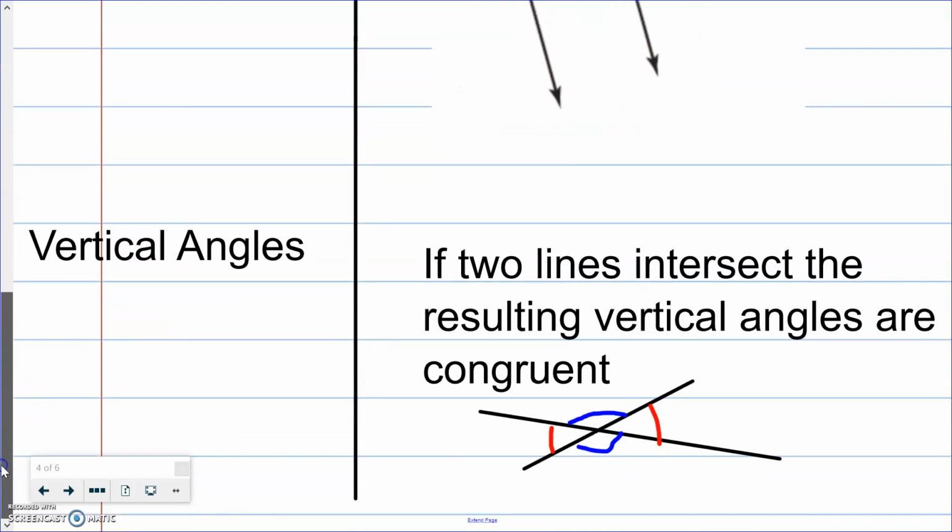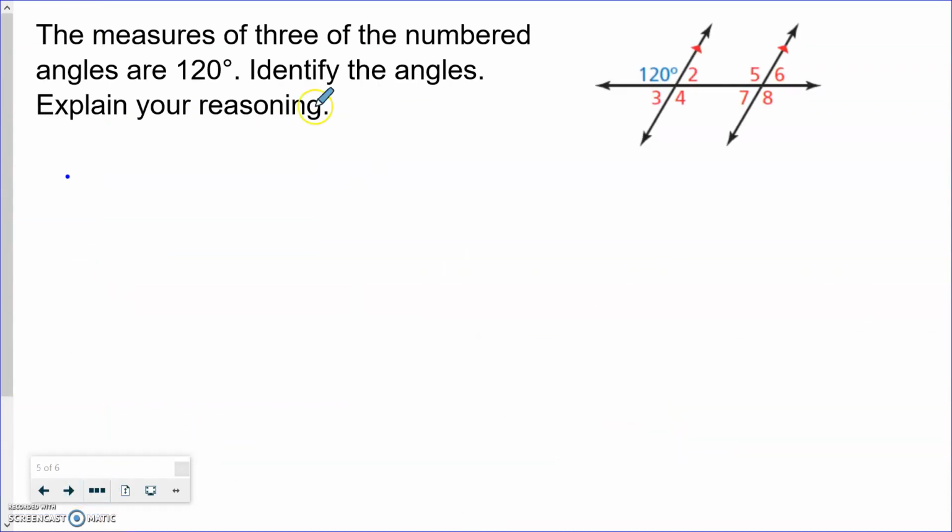And then lastly, we have vertical angles. If two lines intersect, the resulting vertical angles are congruent. The vertical angles are across from each other. So if this blue angle is 100 degrees, the one across from it must also be 100 degrees. Whatever our red angle here, if it's 80, across from it, or vertical from it, must also be 80 degrees. Let's look at some examples.